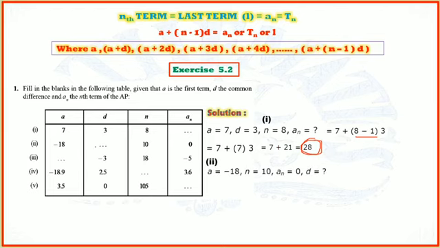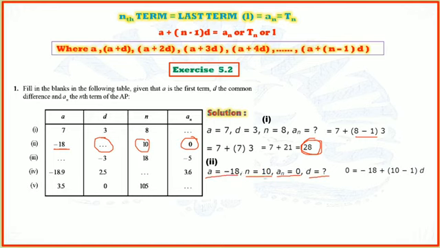Second question: a is equal to minus 18, d is a question mark, which we have to find out. n is 10, and the nth term a_n is 0. So we have a is equal to minus 18, n is equal to 10, a_n is equal to 0, and d is again a question mark. So we'll put everything here.